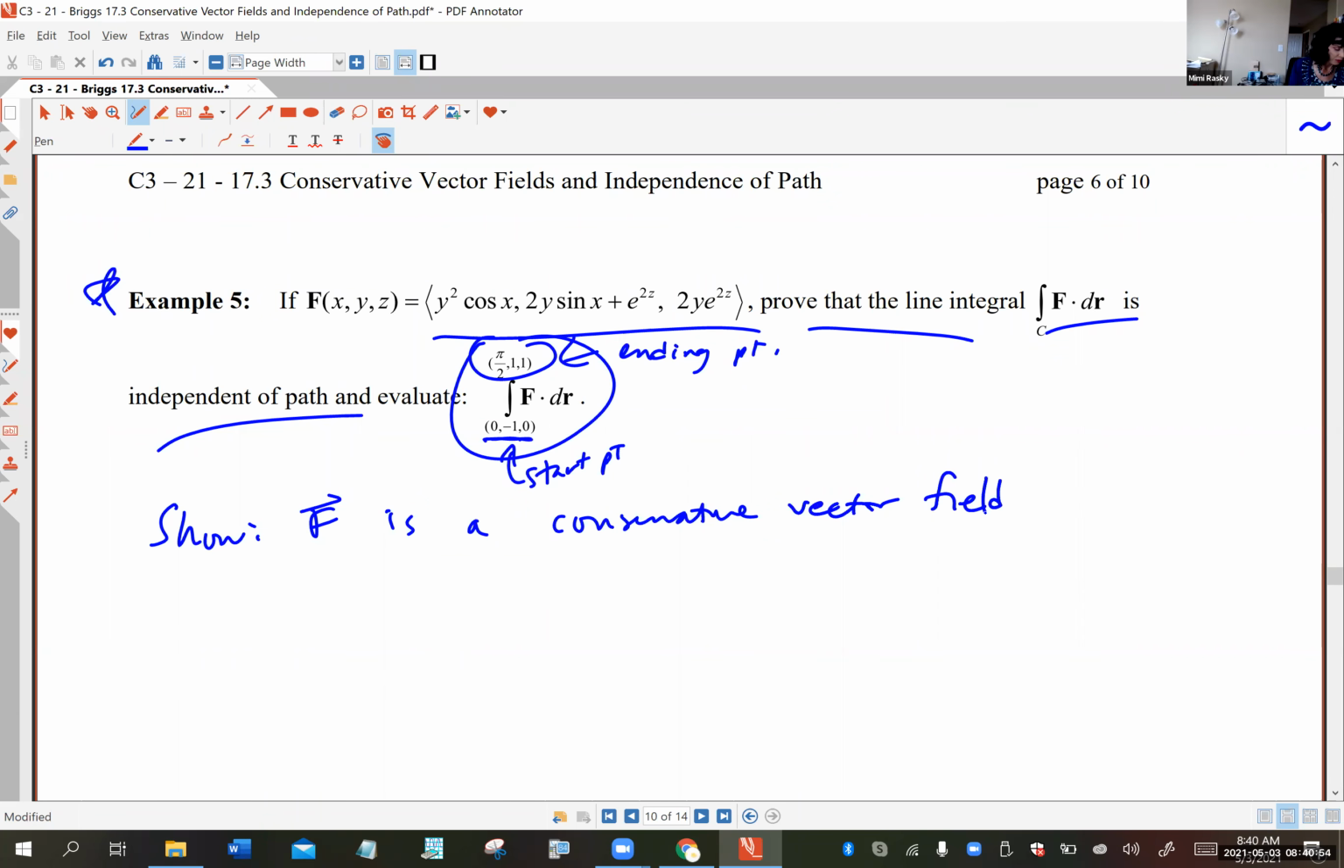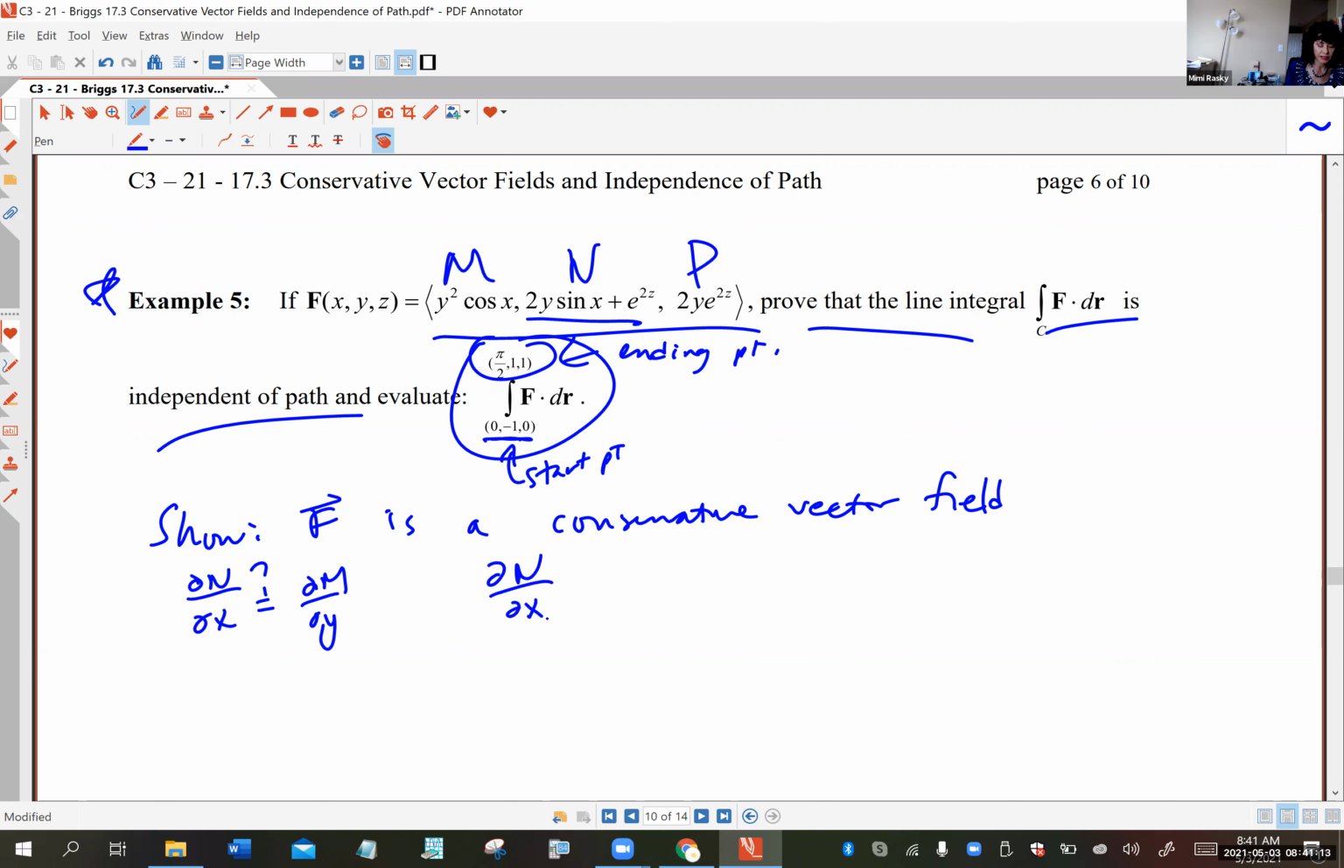How? Well, you got to show dN/dx equals dM/dy. Does it? Let's do that one first. So M, N, and P in that order. So dN/dx.